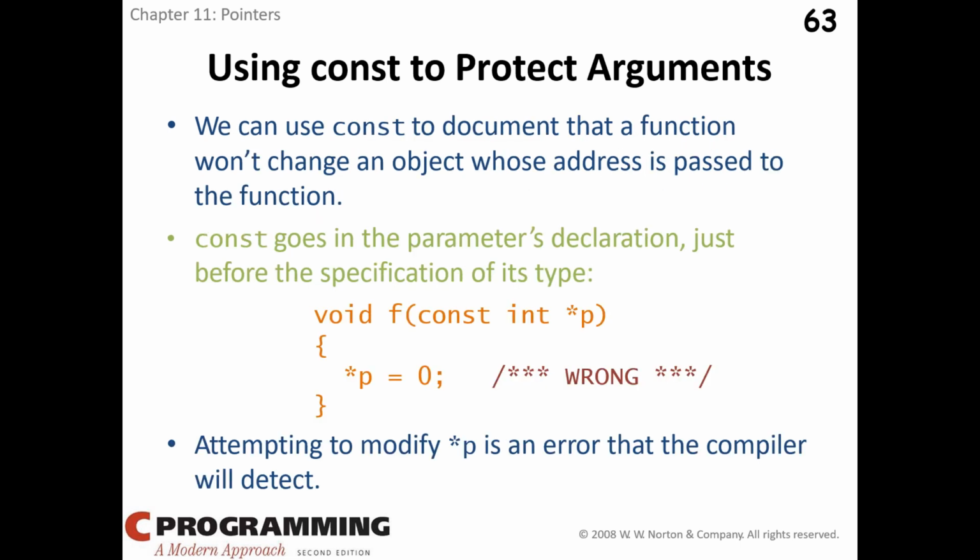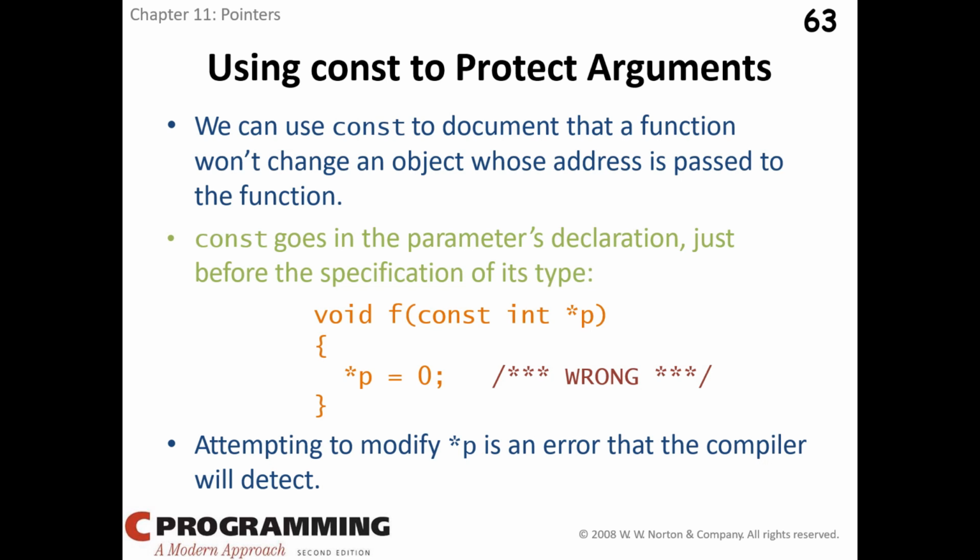So the const keyword is not only used to declare constants but also serves as a tool for documentation and preventing unintended modifications to variables. So when we use const in the declaration of a function parameter, it signifies that the function will not modify the object pointed to by that parameter.